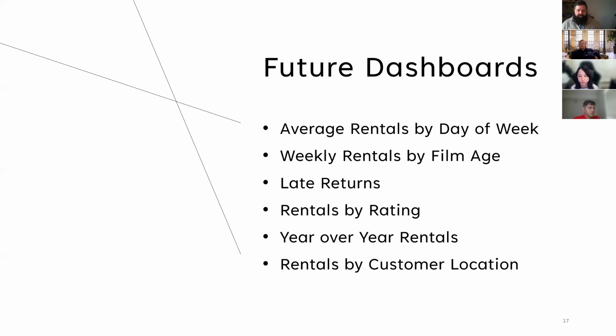So the next one is rentals by rating. Using this visualization, we can get information to decide what movies we can add to a collection. Year-over-year rentals will help us compare performance of our business over the last few years and the current year. And the last one, rentals by customer location, will help us basically to give us an insight into where we can launch our stores in the future.